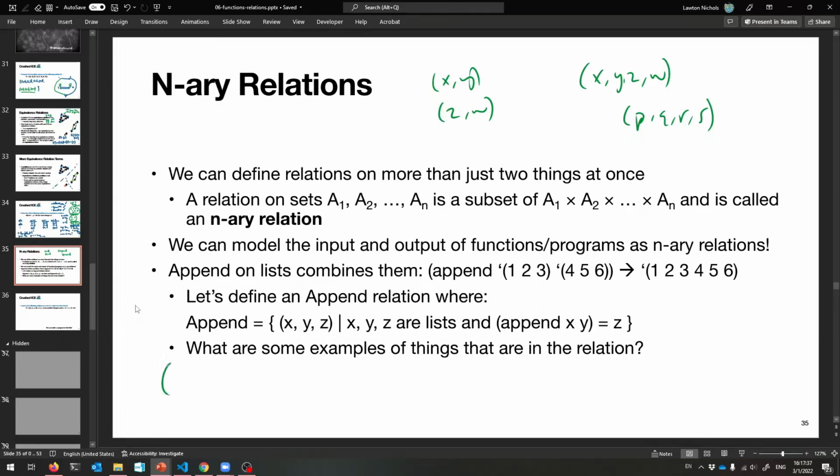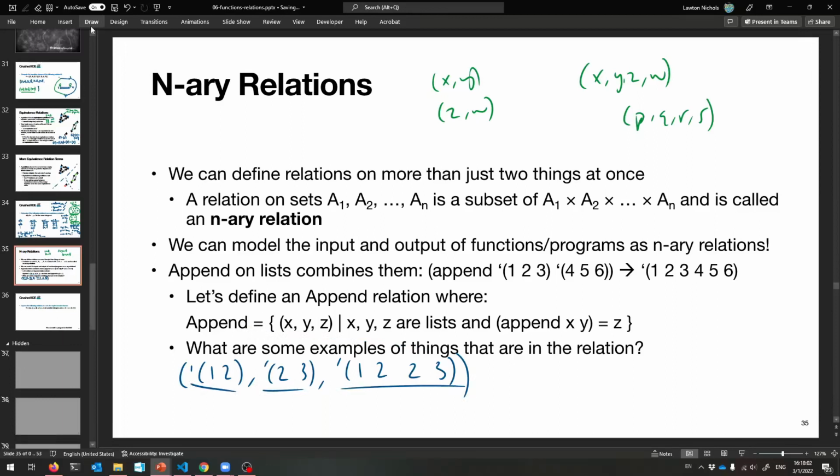So here are some examples of things that are in that relation. Let's go back to blue. So for example, the list 1, 2, and the list 2, 3, if those are the first 2 elements, they are related to the list 1, 2, 2, 3. Okay? So that's an element under this append relation, because this appended with this is equal to that.